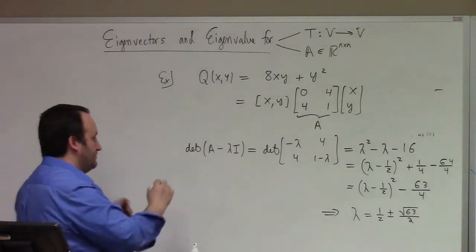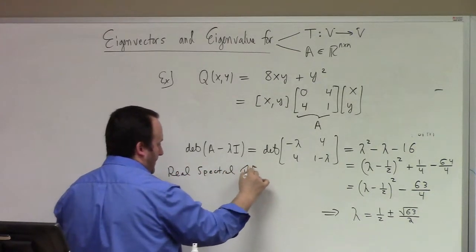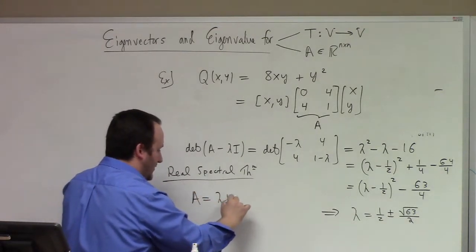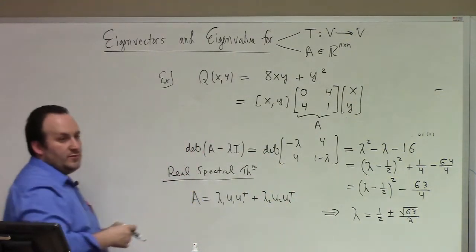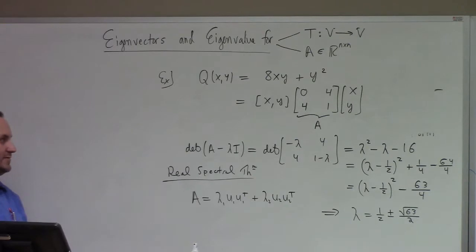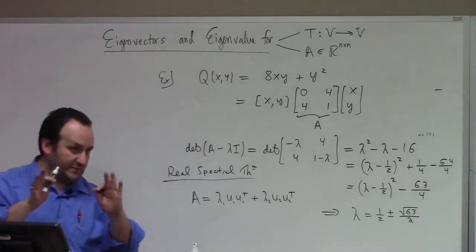The real spectral theorem said what? It said that A is equal to lambda 1 U1 U1 transpose plus lambda 2 U2 U2 transpose, where U1 and U2 are an orthonormal eigenbasis corresponding to the eigenvalues 1/2 plus or minus the square root of 63 over 2. Right? Well, I'm out of time, so let me flesh out the details of this next time, but just give you the punchline right now.